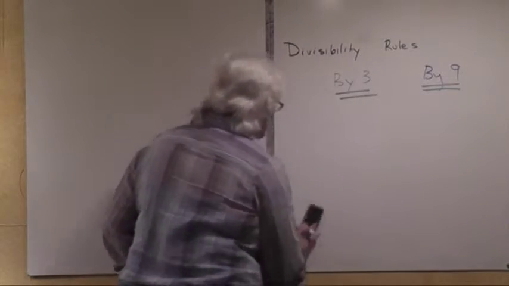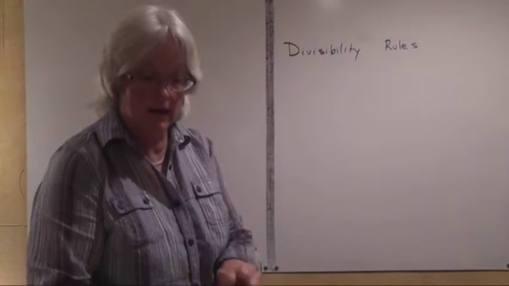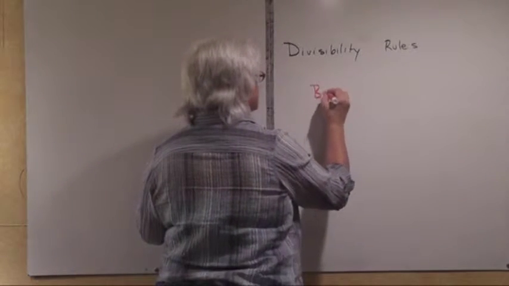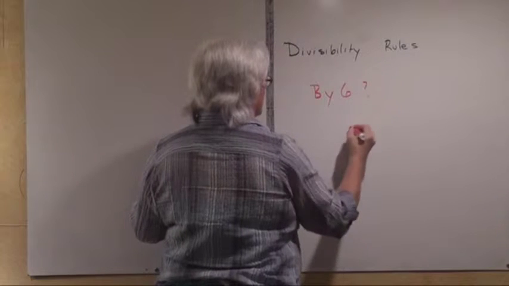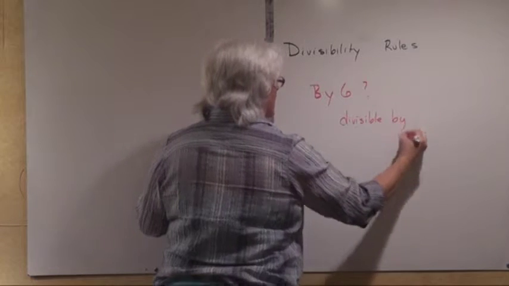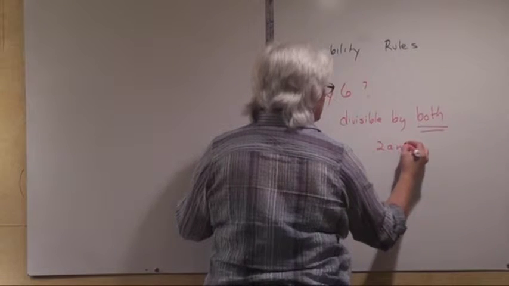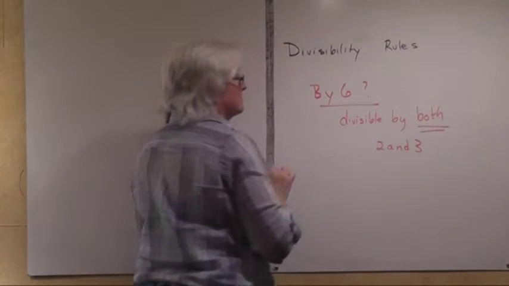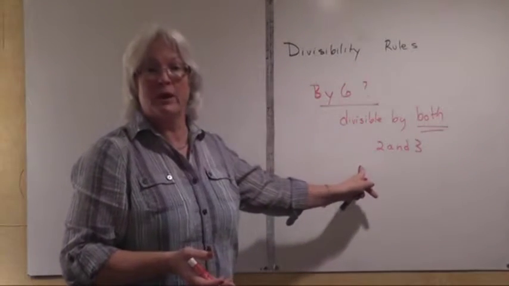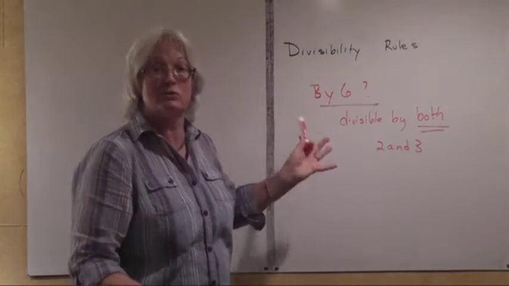There are two other rules that I want to mention to you, and these are both helpful. We want to know if you can divide a number by 6. It must be divisible by both 2 and 3. If you want to know if you can divide a number by 6, it has to be divisible by both 2 and by 3. I don't tend to ever use this divisibility rule, but it's a true rule.